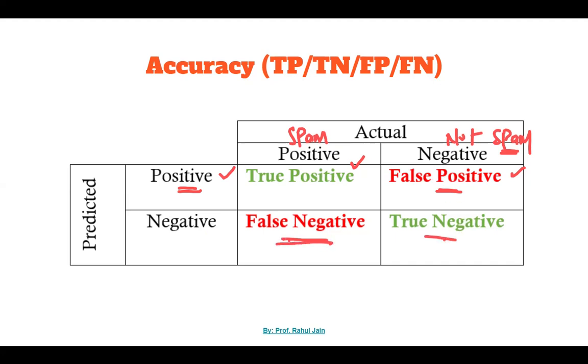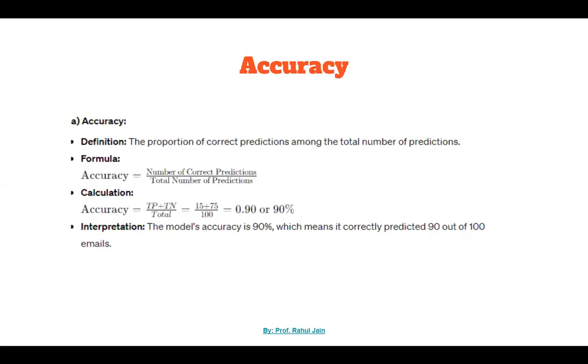And what is true negative? Your mail is not spam and it is also predicted as not spam, it is called true negative, meaning it was not spam originally, and predicted also as not spam, right? So these are true positive, true negative, false positive, and false negative. With the help of this chart, it is very much clear, right? Okay, now let's come to the question.